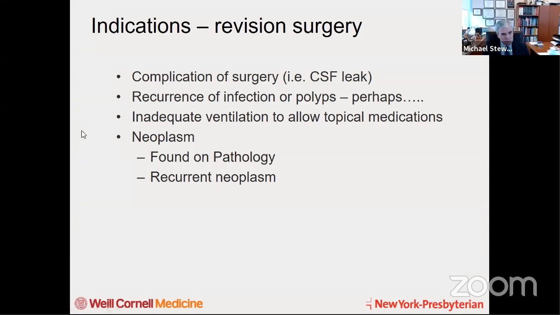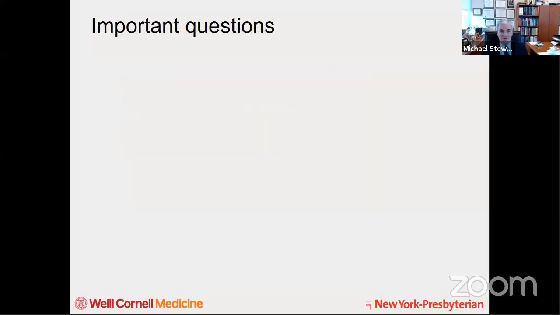Certainly, another reason for revision surgery is if you have inadequate ventilation of the sinuses to allow topical medications. And then another indication is a neoplasm, which is either found on pathology, like an inverted papilloma or a carcinoma, or if you have obviously a recurrent neoplasm, that would be an indication for revision surgery.